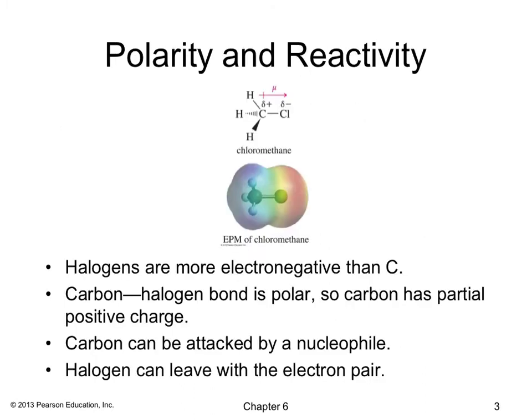So in general, there is a polarity, as you all know. Dipole moments for an alkyl halide go in this direction. Halogens are more electronegative than the carbon, and so there is this overall dipole moment. So the carbon has a partial positive charge, and the carbon can be attacked by a nucleophile, while the halogen is ready to leave when attacked.